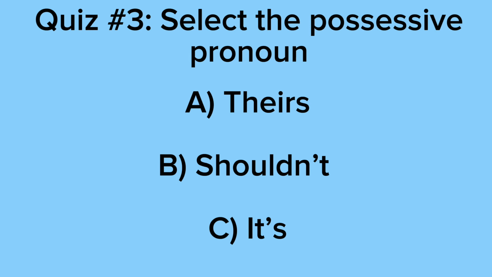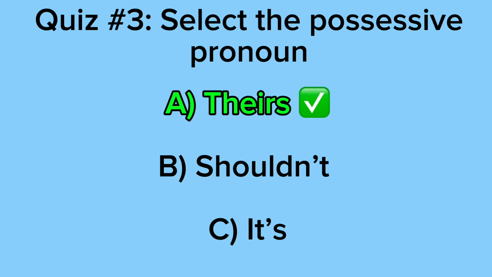So if you selected A, good job. That's the correct answer. A is correct because theirs shows ownership. For example, the shoes are theirs. The toys are theirs. In other words, we're saying something belongs to them or some things belong to them.